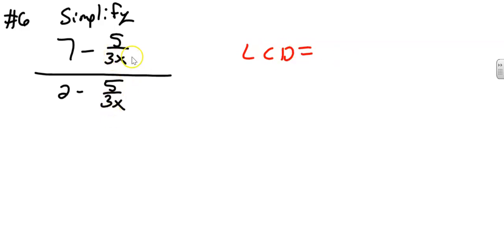Good news is there's only one denominator here, there's only one denominator here, everything else is that part. So the least common denominator would be 3x. Okay, and if it's a complex fraction like this one, instead of rewriting everything and combining like terms, we're going to take every single thing that's here and multiply it by that least common denominator.